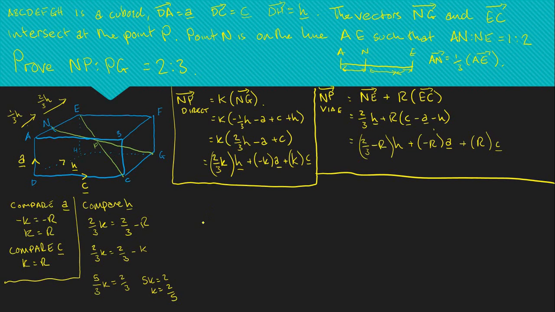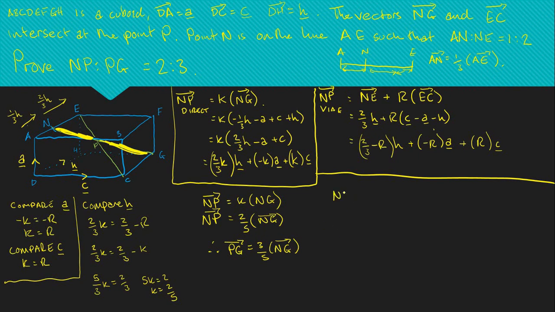Now what we said originally was that NP is equal to k of NG. Now k is 2/5, so therefore NP is equal to 2/5 of the length of NG. Now what that also tells me is that this bit here is 2/5 of the length, which tells me that this bit here must be 3/5 of the length. So therefore PG must equal 3/5 of NG. It must be the remaining bit, because when you add them up you need to be able to get an entire NG. 2/5 NG plus 3/5 NG must equal 5/5 NG, and so nothing's gone missing.